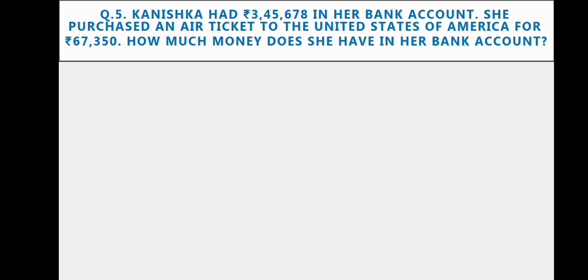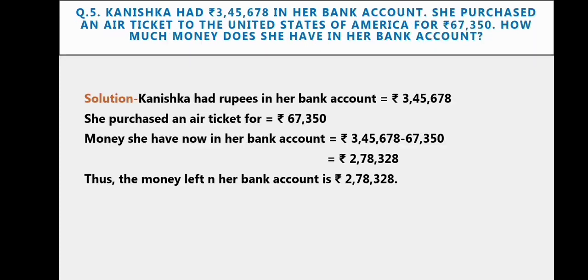Question 5. Kanishka had rupees 3,45,678 in her bank account. She purchased an air ticket to the United States of America for rupees 67,350. How much money does she have in her bank account? So it's very simple. So let's see the solution.